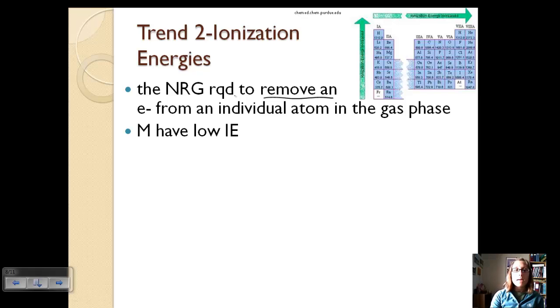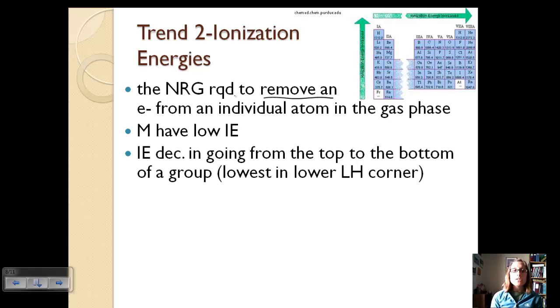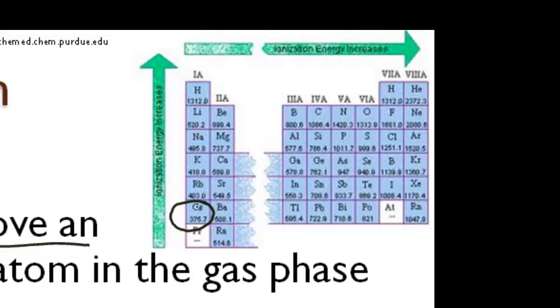Okay, and so metals have low ionization energies because they want to become positive ions. So it doesn't take a lot of energy to remove their electrons. They want to get rid of them. So ionization energy will decrease going from top to the bottom of a group. Cesium, we talked about, is one of the biggest, and it also gives up its electrons really easily. So it doesn't take a lot of energy to remove its electron because it wants to get rid of it anyway. So this is a very tiny ionization energy. And then it increases as we go up the group.